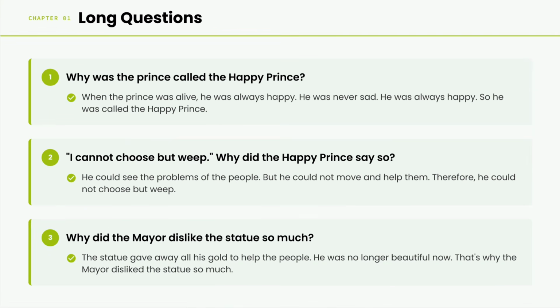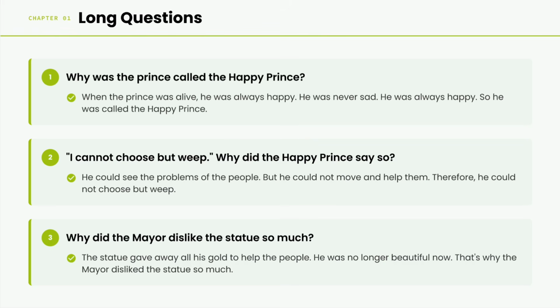Now let's answer the long questions from chapter 1. Question 1. Why was the prince called the Happy Prince? Answer. When the prince was alive, he was always happy. He was never sad. He was always happy. So he was called the Happy Prince. Question 2. I cannot choose but weep. Why did the Happy Prince say so? Answer. He could see the problems of the people, but he could not move and help them. Therefore, he could not choose but weep.